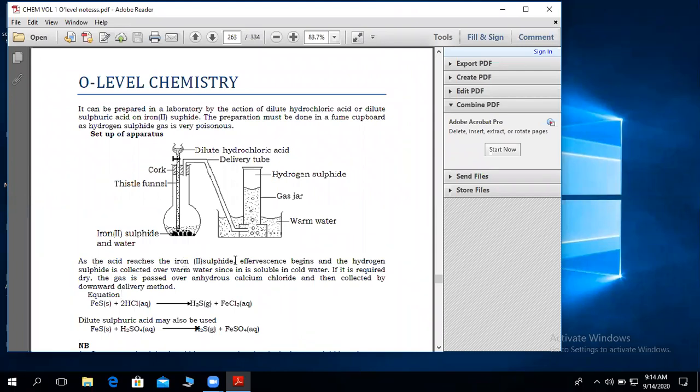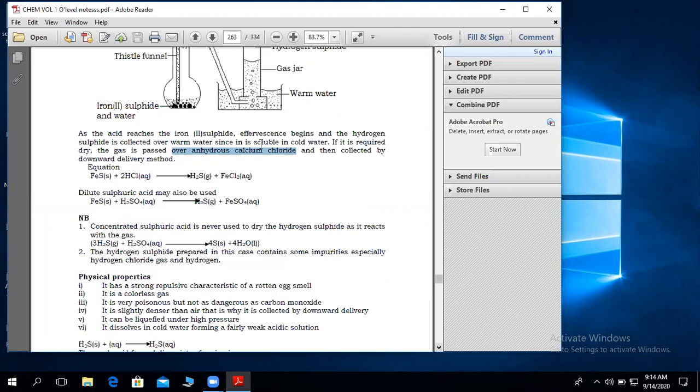As the acid reaches the iron 2 sulfide, effervescence begins, and that effervescence is for hydrogen sulfide. It is collected over warm water since it is soluble in cold water. If it is required dry, we can pass it over anhydrous calcium chloride, and then it is collected by downward delivery because it is denser than air.